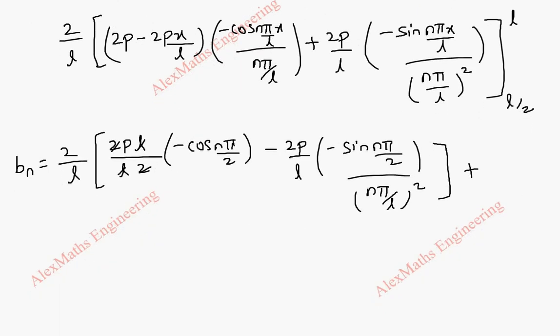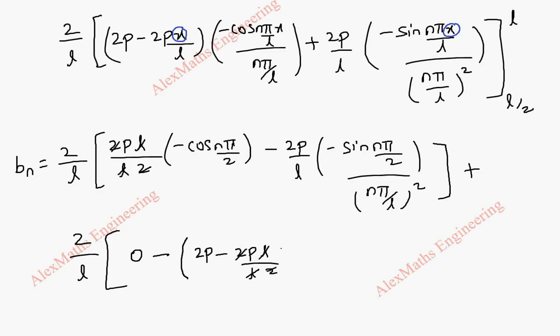Coming to the second set of terms, we have again 2 by L outside. When I substitute L here, the L's cancel, 2p minus 2p is 0. When I put L here, after cancelling L, we get sin n pi, which is 0. So the upper limit is completely 0 minus bracket open, we have to apply the lower limit. So here L by 2 will come. So we have 2p minus 2p into L by 2, and there is another L. So after cancelling this, we are left with 2p minus p.